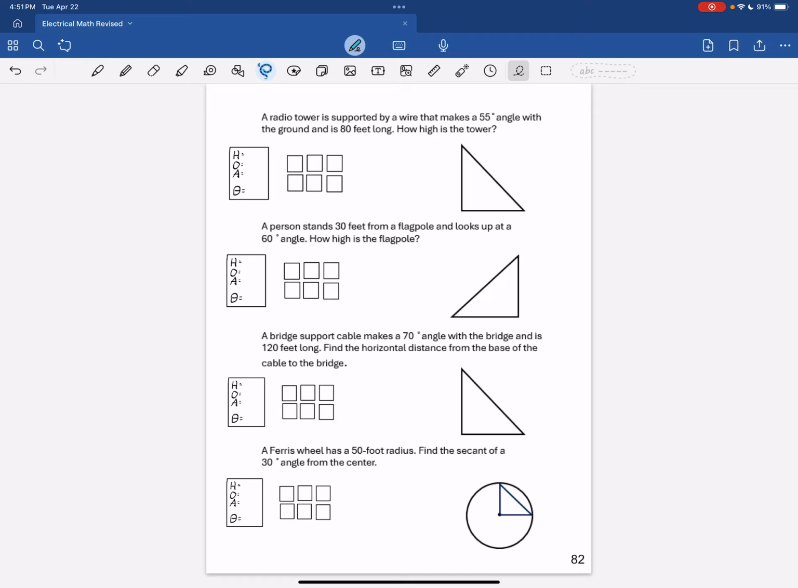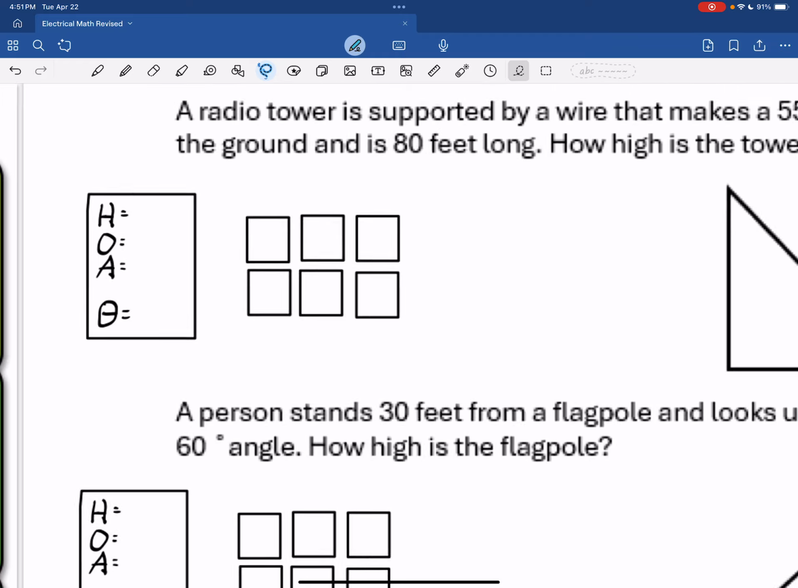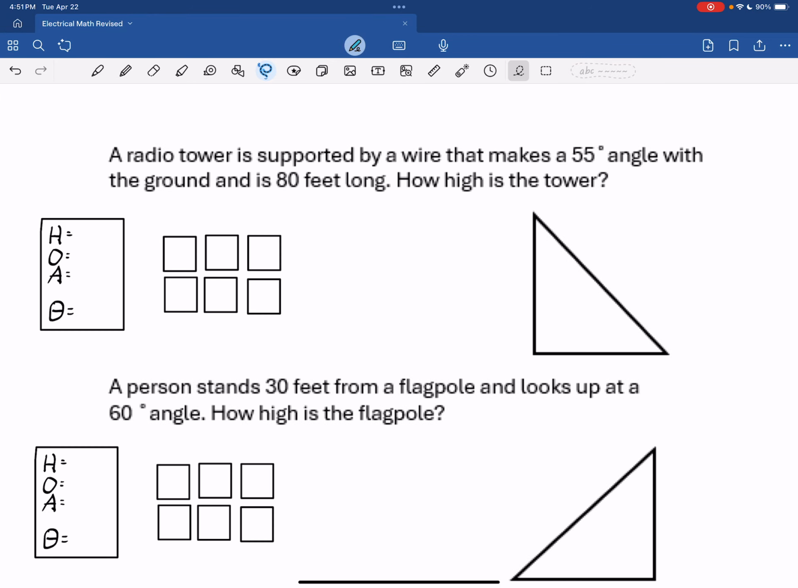I will eventually stop using the calculator buttons, but we will definitely want to keep this variable box. So in this box, you'll notice that I have the letters H, O, and A. That stands for hypotenuse, opposite, adjacent, and then I have theta, which represents the angle. And then these boxes I'm going to use for calculator steps. So we'll use those in just a minute.